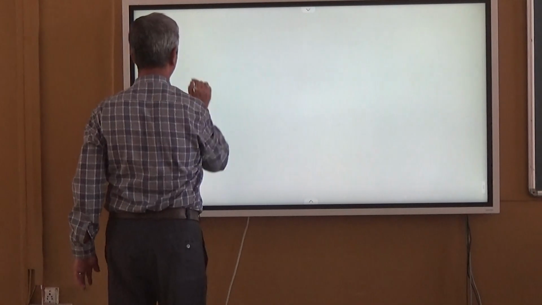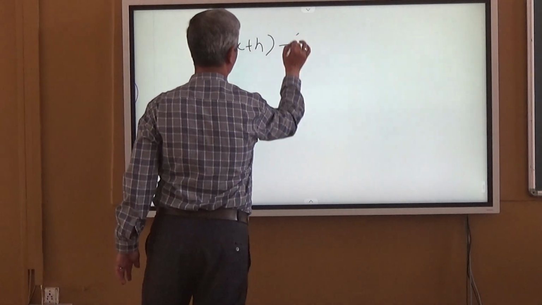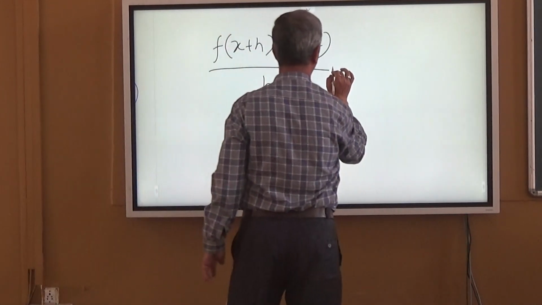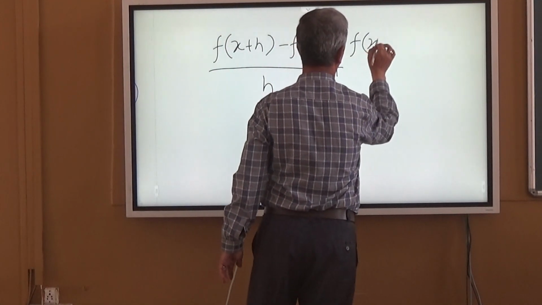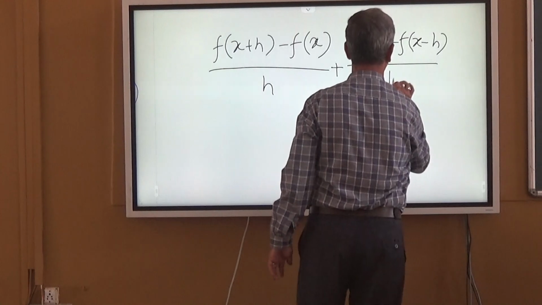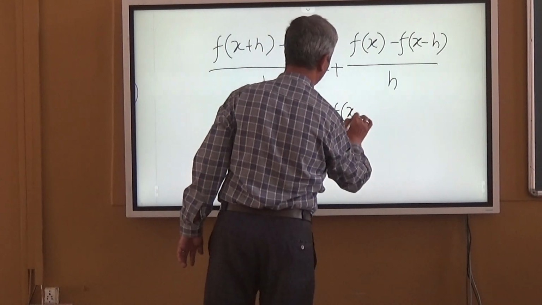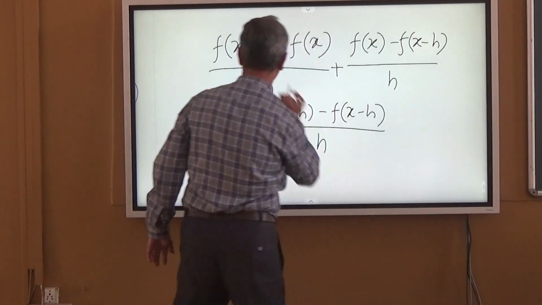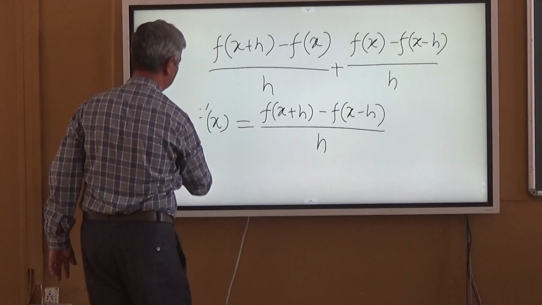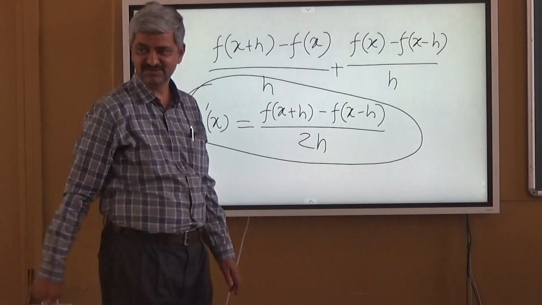f of x plus h minus f of x upon h plus f of x minus f of x minus h upon h. When we add, what do we get? f of x plus h minus f of x minus h upon h. But that is double, right? So it would be 2f dash x. So what is f dash x? This is an unbiased expression, right? We will continue in the next session.